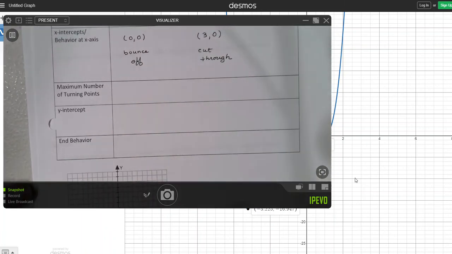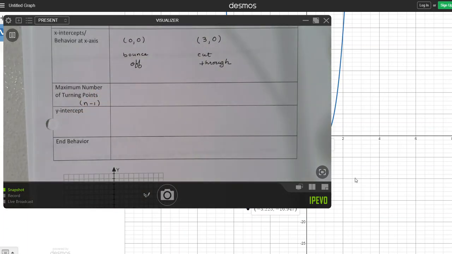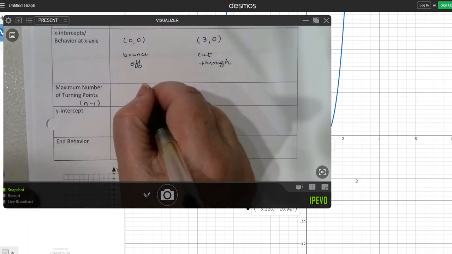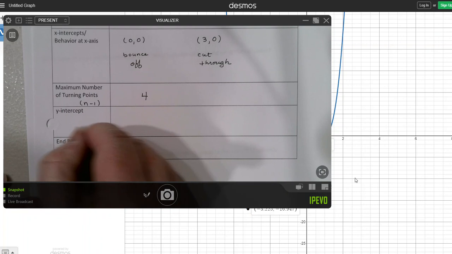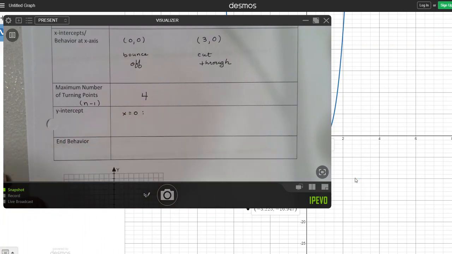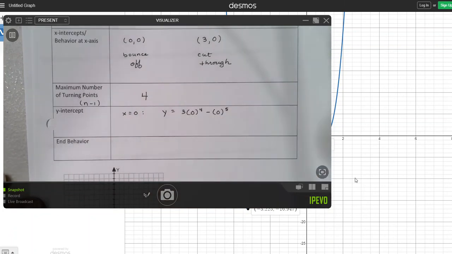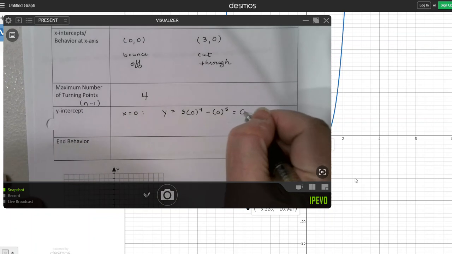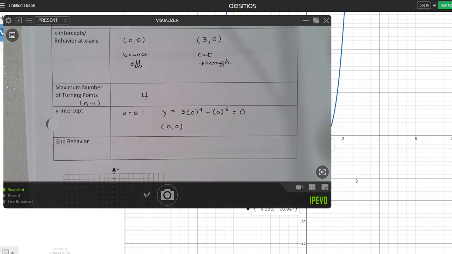Maximum number of turning points, 1 less than the degree. So this is degree 5, meaning the most turning points I could have would be 4. Might be less than that. The y-intercept, I put in x equals 0. And so y would be 3 times 0 to the 4th minus 0 to the 5th, which is still 0. So the origin 0, 0 is my y-intercept.